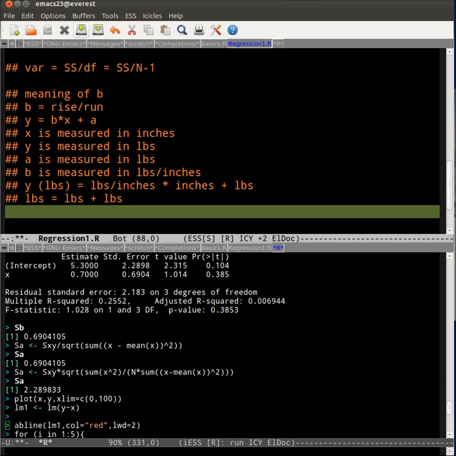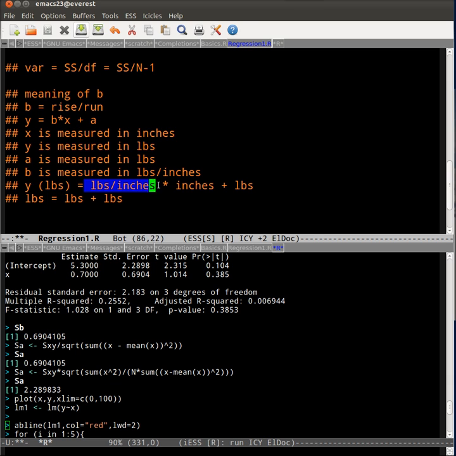So how do we get that? Well, it's all in this part right here. This is the X. X is in inches. And B, therefore, must be in pounds, our Y variable, divided by our X variable. So therefore, rise is the Y variable over the X variable, which is the run.